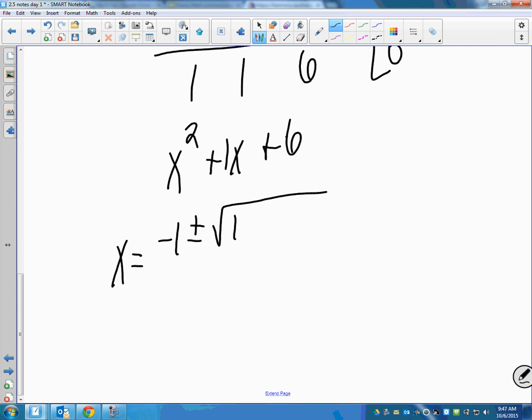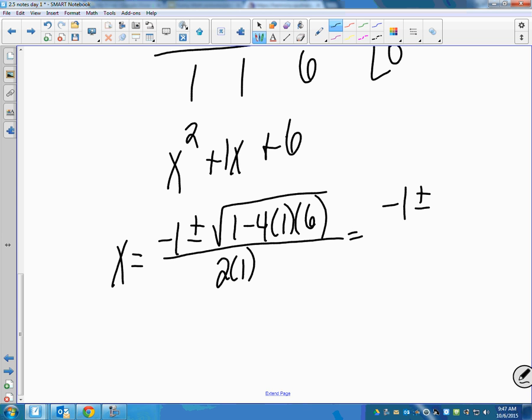So that would be 1 squared minus 4 times 1 times 6, all over 2 times 1. So this is what separates from our last test to now. The last test, imaginary numbers, we didn't want to deal with those. We didn't talk about those yet. But now, even though that's going to be an imaginary number, I still want the zeros.